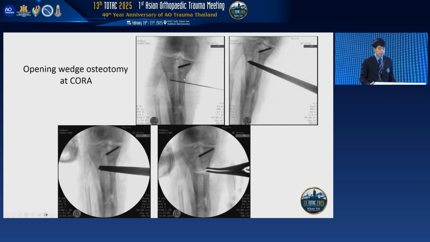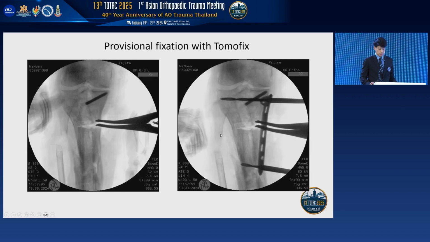I do it just a little bit below CORA, about 1 centimeter, to confirm that I have a space to fix the proximal tibia with the nail and plate. So use the same instrument of the Tomofix for opening wedge. After putting in the osteotomes like this, be careful that you keep the lateral cortex intact. And after you correct the alignment, the joint is parallel. Right now, I use a laminar spreader to control the wedge, and just provisional fixation with the Tomofix.